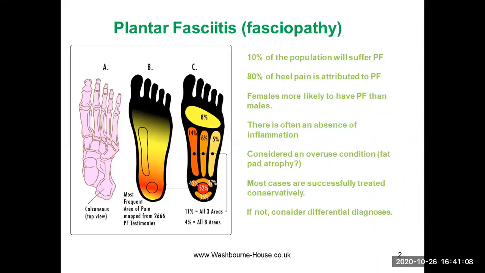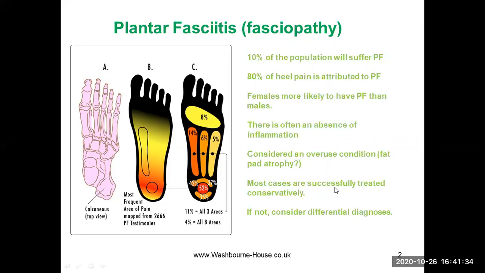There is often an absence of inflammation, so we tend to call it a fasciopathy rather than fasciitis, where itis is inflammatory. Fasciopathy is a condition of the fascia. It's considered an overuse condition, so it can be intrinsically linked to a fat pad, which sits very close to that area. The primary area of pain, as you can see on the diagram here, is kind of under the heel or in that medial border of the heel.